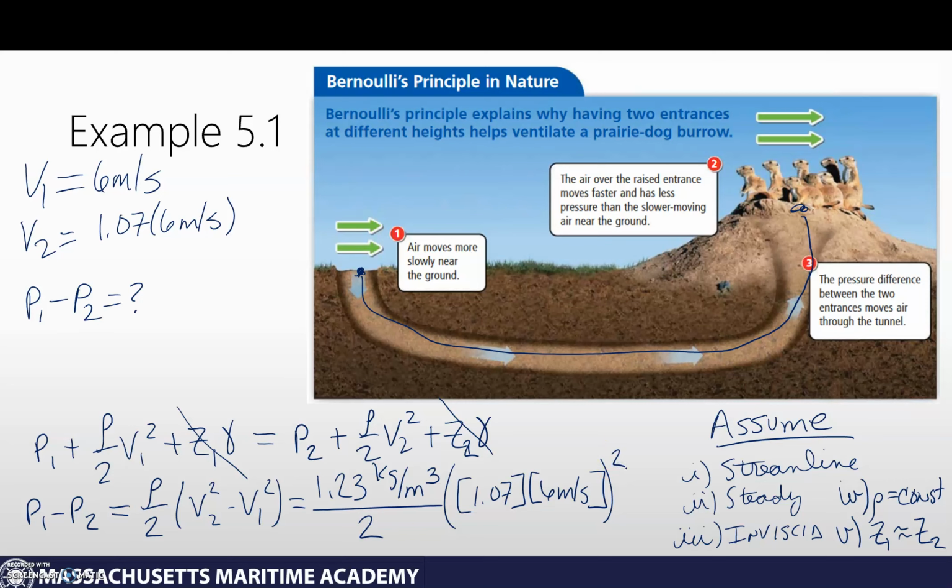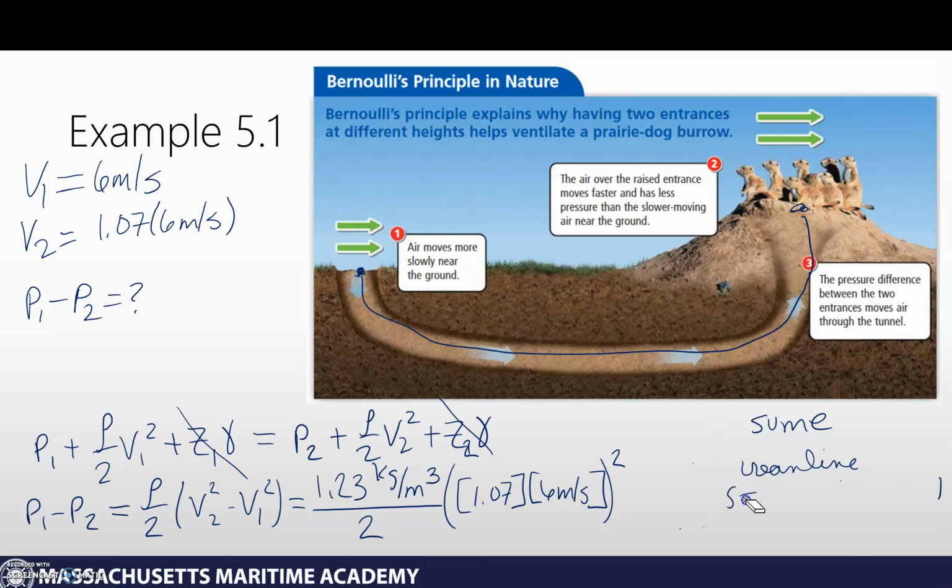squared. I'm going to erase our assumptions here just to give us a little bit more room. So let's clean up that spot there. So I have that, need one more set of brackets, minus 6 meters per second squared.